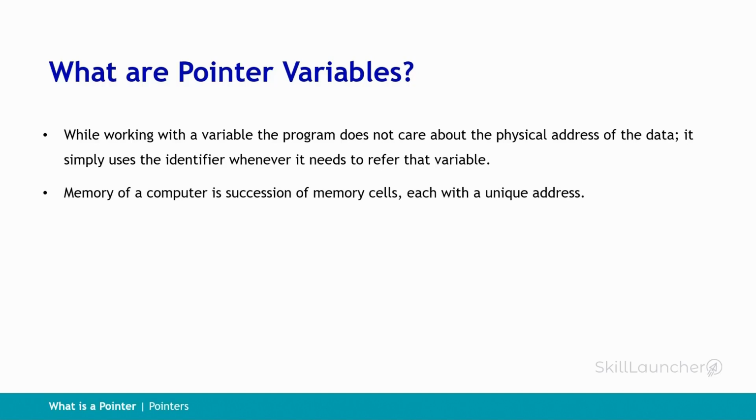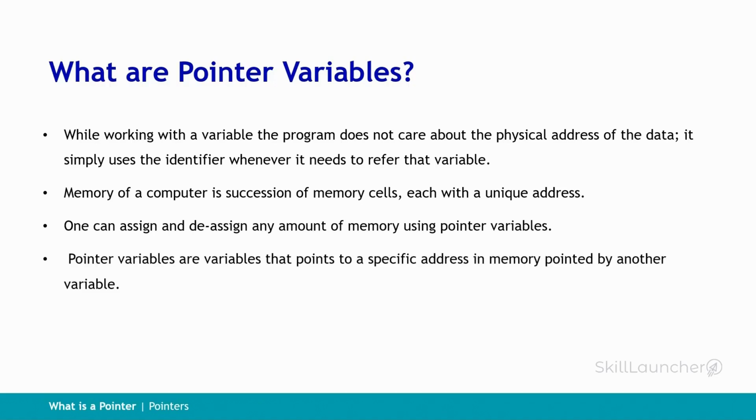The memory of a computer is like a succession of memory cells. Each has 1 byte of size and each has a unique address. These single byte memory cells are ordered in a way that allows data representation larger than 1 byte to occupy memory cells that have consecutive addresses. This memory can be assigned and deassigned using pointer variables. Pointer variables are variables that point to a specific address in memory pointed by another variable.